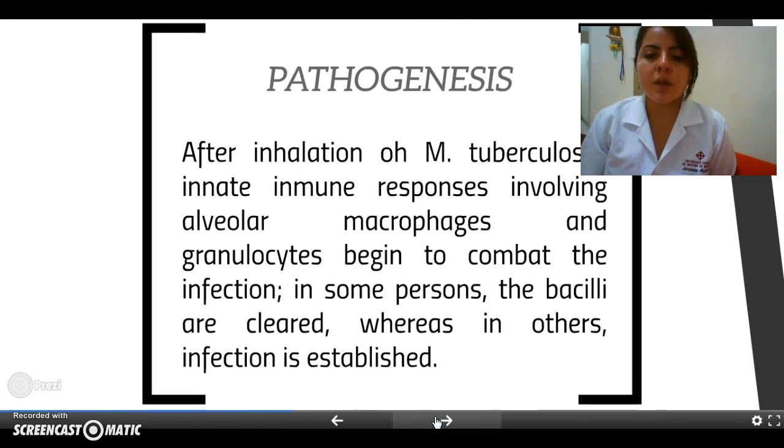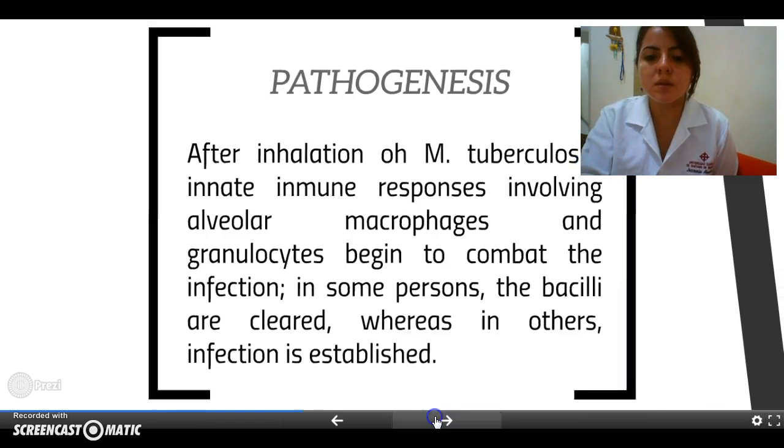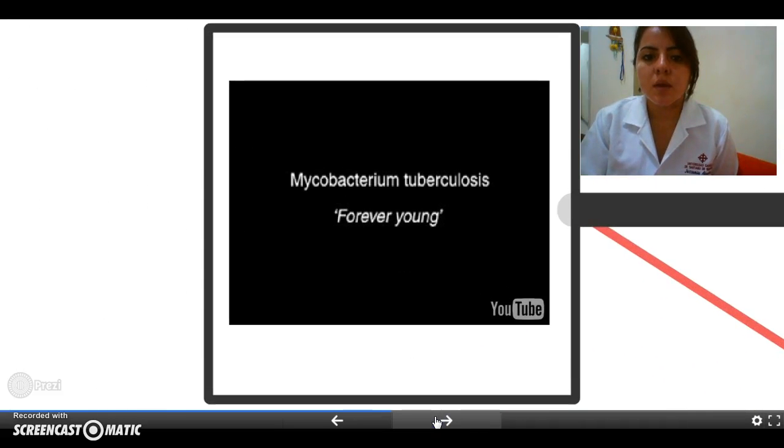Pathogenesis. After inhalation of tuberculosis, innate immune responses in resident alveolar macrophages and granulocytes begin to combat the infection. In some persons, the bacilli are cleared, whereas in others, infection is established. The video.